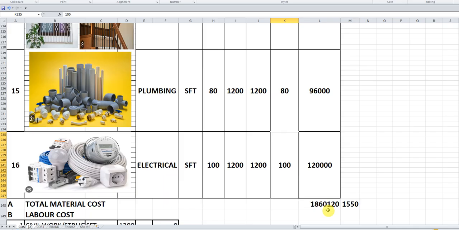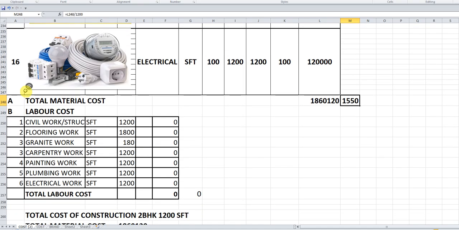So the total cost is 18 lakhs 60,120 as the material cost. So that roughly works out to 1,550 rupees per square feet. So this is the total cost of the material.